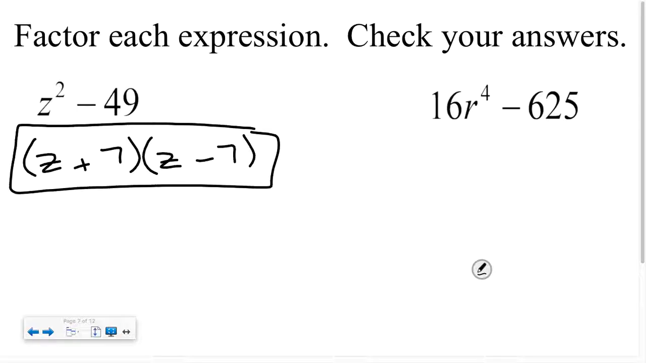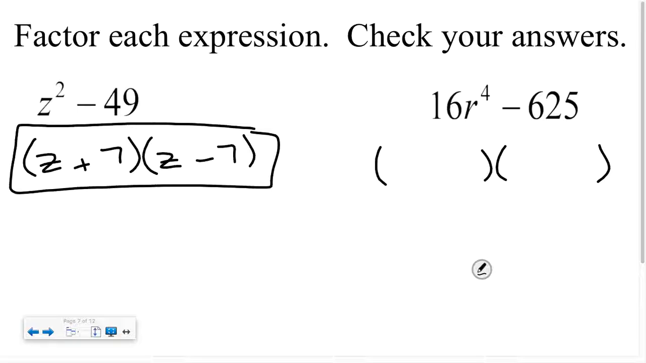It's a difference. Is 16 a perfect square? Yeah. r to the 4th? Any even exponent is a perfect square. 625? Yes, it is. Anyone know the square root? 25. It'd be 25, yep. So, this is a difference of squares.